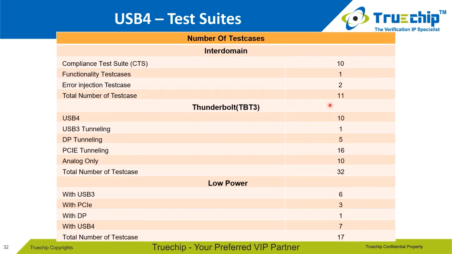Next, we have inter-domain test cases as well. To check the Thunderbolt interoperability, we have 32 test cases that will test USB 3 tunneling, DP tunneling, analog only, and PCI tunneling as well. We have low power test cases with USB 3, with PCI, with DP, and with USB4 as well. We have 17 test cases.